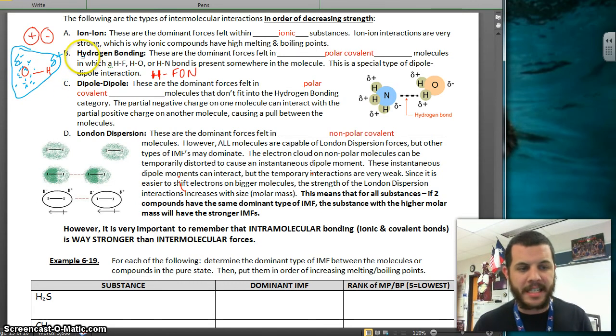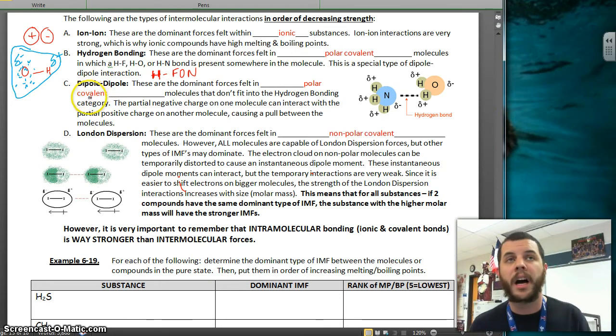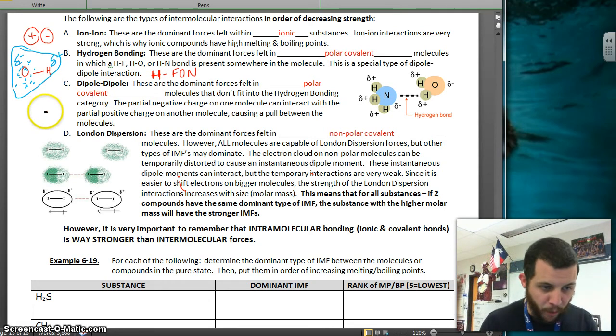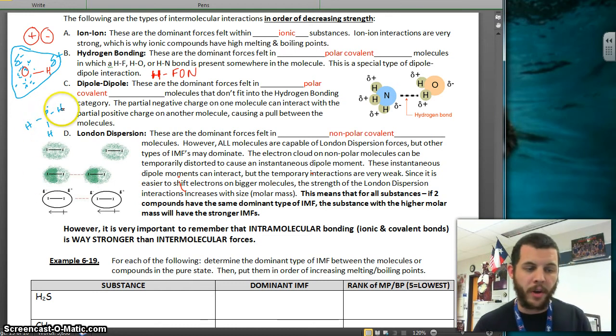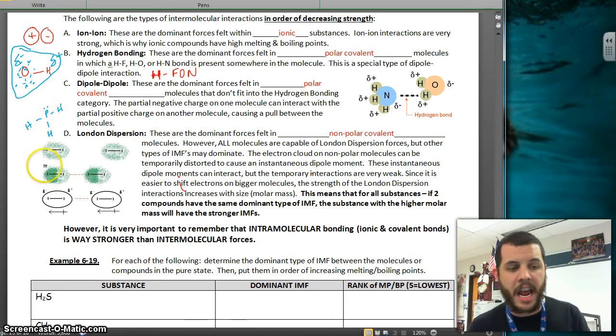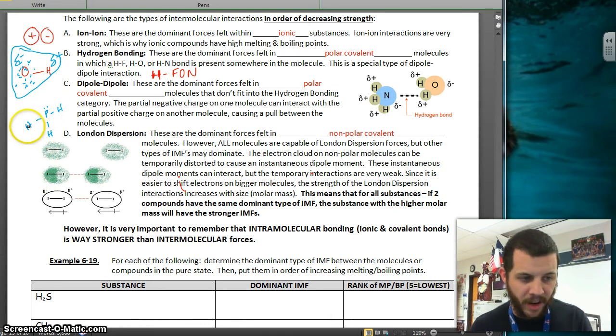This is the same exact idea as hydrogen bonding, but the difference here is that there's not a hydrogen attached to either fluorine, oxygen, or nitrogen. This is going to encompass all of your other polar covalent compounds. So let's say PH3. If we've got PH3, it looks like this, with an unshared pair. I know that this is a polar covalent substance because I've got hydrogen, hydrogen, hydrogen, unshared pair. I do have hydrogens, but they're not attached to either fluorine, oxygen, or nitrogen.